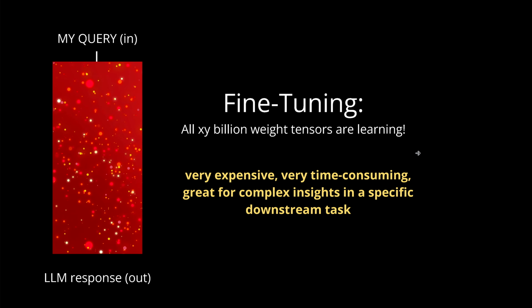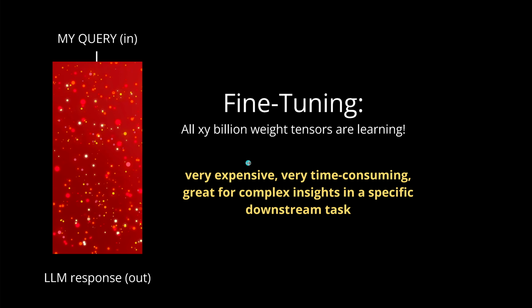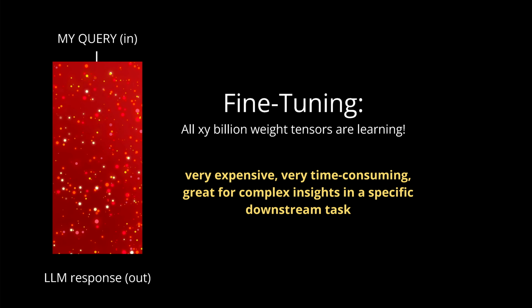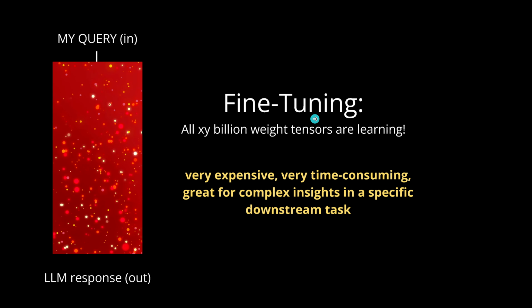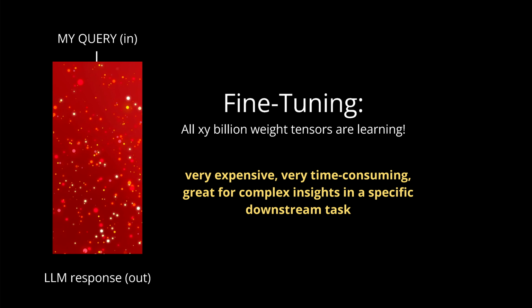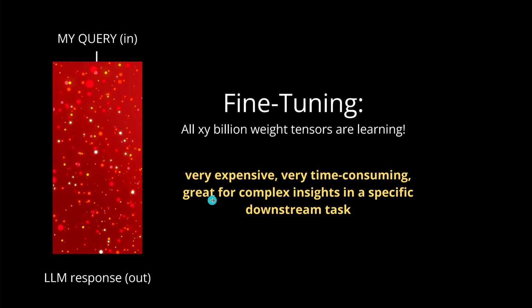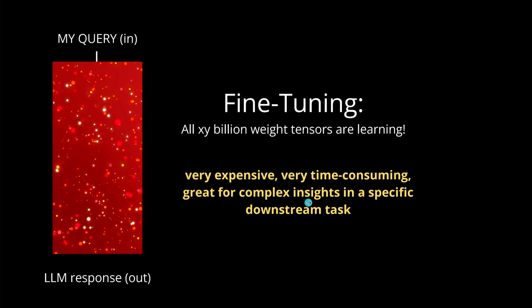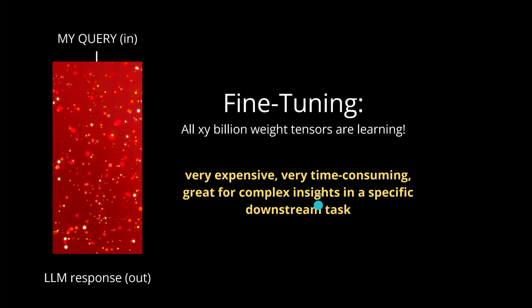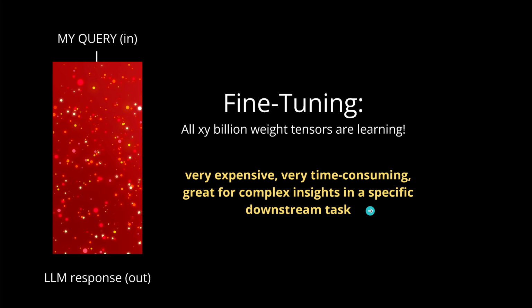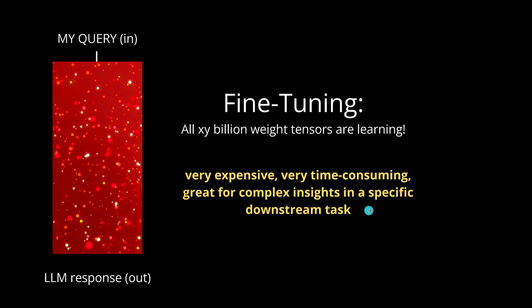There are some problems because this is very expensive. I always tell you, if you want to pre-train a model, it is about $1 million. If you want to fine-tune it, it's about $10,000 to $100,000, depending on your data and your model. It is very time-consuming, and it is great for extracting here the complex insight for a specific downstream task. So this is a further optimization: you fine-tune for a very specific, singular downstream task, and then this thing can do it. This was the end of fine-tuning.